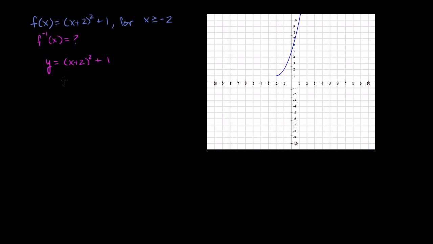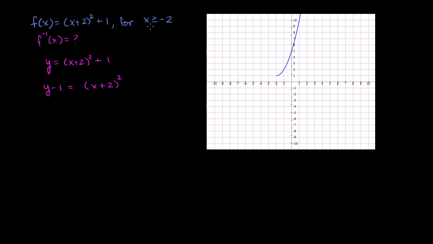So let's do that one step at a time. The first thing to do, we could subtract 1 from both sides of this equation. y minus 1 is equal to (x plus 2) squared. And now to solve here, you might want to take the square root, and that actually will be the correct thing to do. But it's very important to think about whether you're going to take the positive or the negative square root at this step.